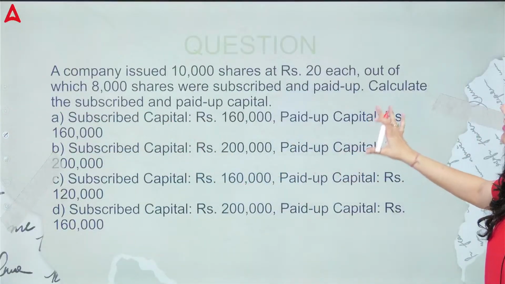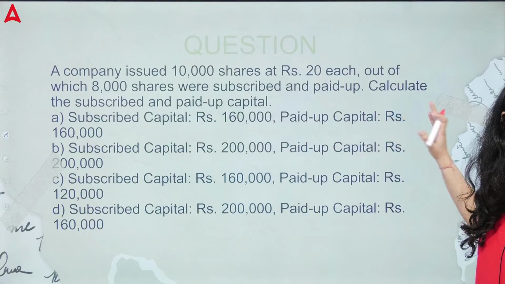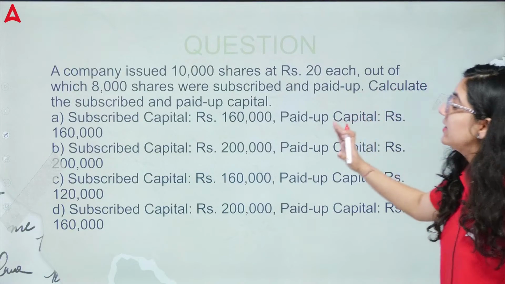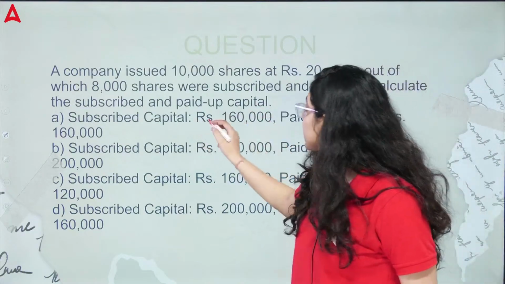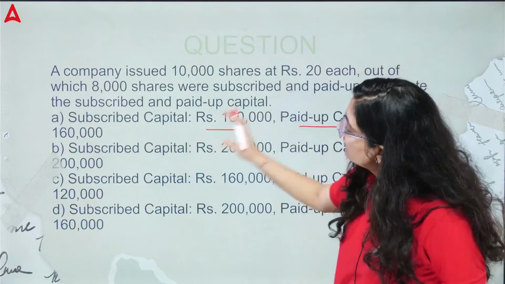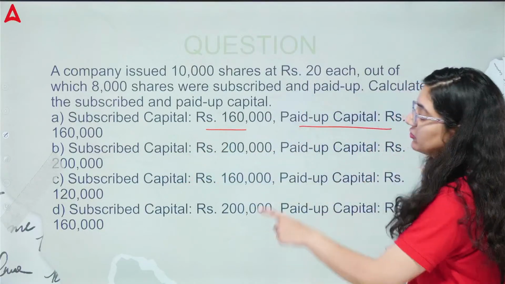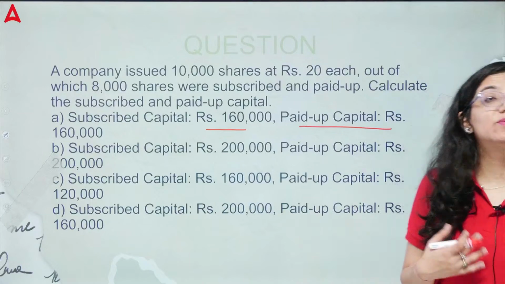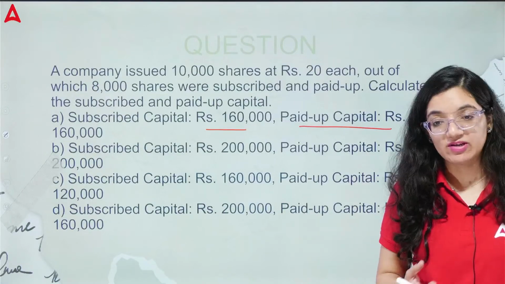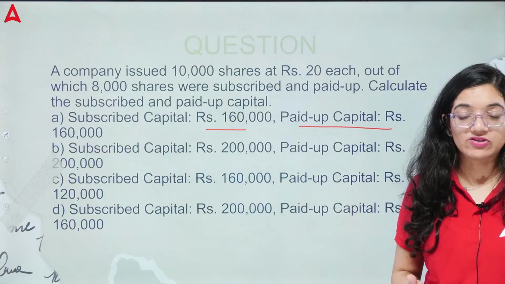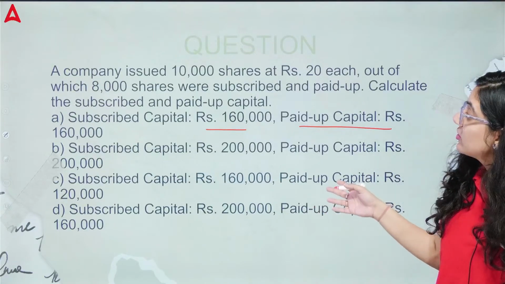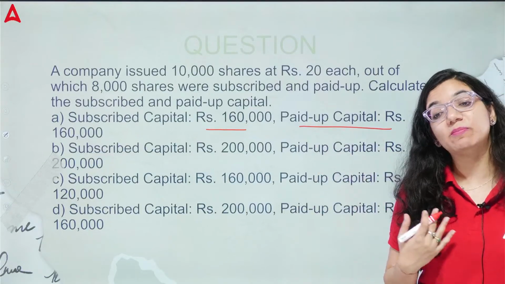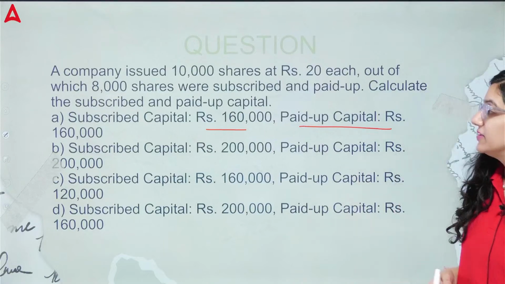A company issued 10,000 shares at rupees 20 each, out of which 8,000 shares were subscribed and paid up. Calculate the subscribed and the paid up capital. Subscribed 1 lakh 60, paid up 1 lakh 60 again. Subscribed 2 lakh, paid up 2 lakh. Subscribed 1 lakh 60, paid up 1 lakh 20. Subscribed means the particular amount which has been taken up by people. They have said, yes, we want to be the shareholder of this organization. Paid up is the amount which the people have paid to us, right?